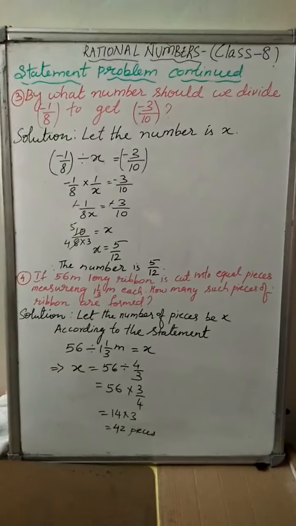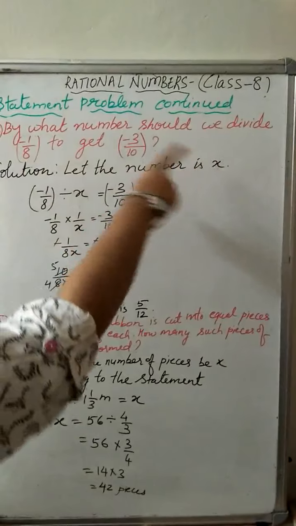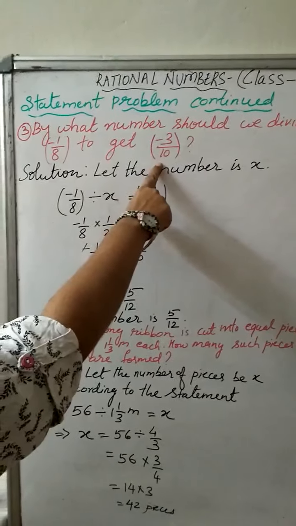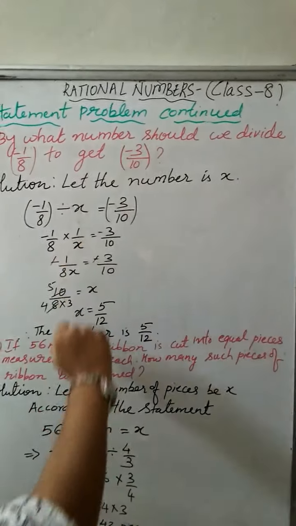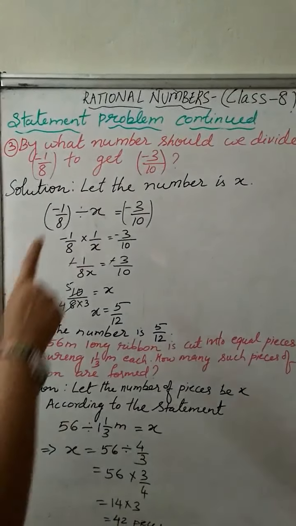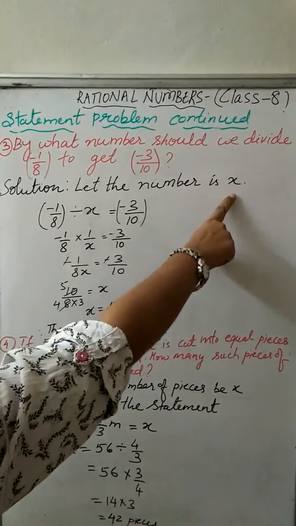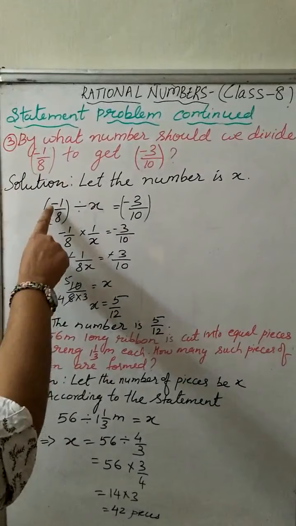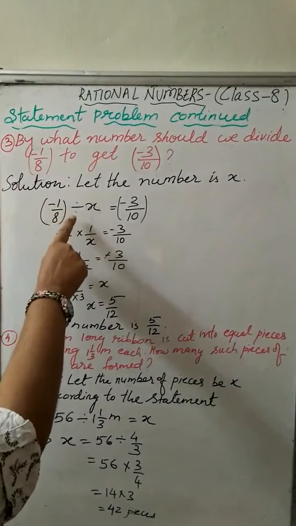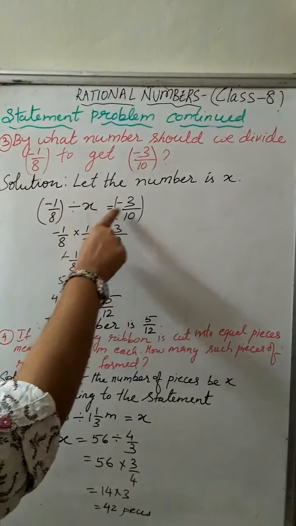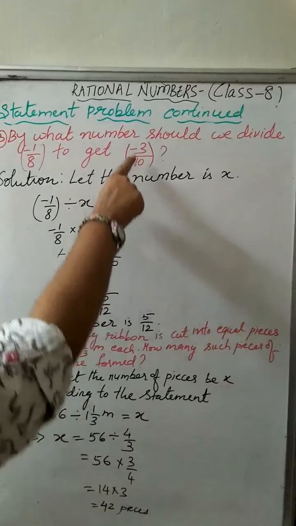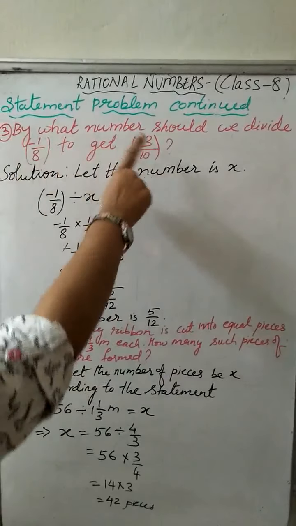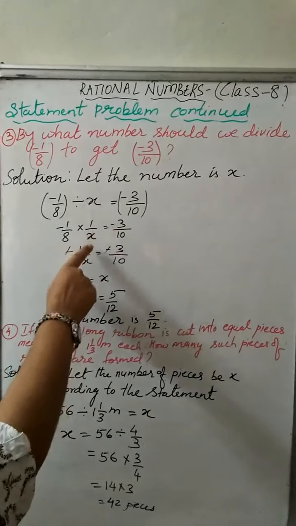Next question. By what number should we divide minus 1 by 8 to get minus 3 by 10? Now here is the case of division. Again, you have to assume that the number is x. We have to divide minus 1 by 8. So minus 1 by 8 divided by x is equal to minus 3 by 10. So here is the mathematical statement we have constructed by the instruction given. Now this you have to solve.